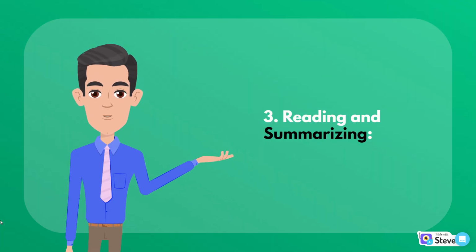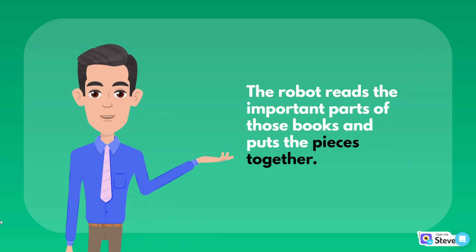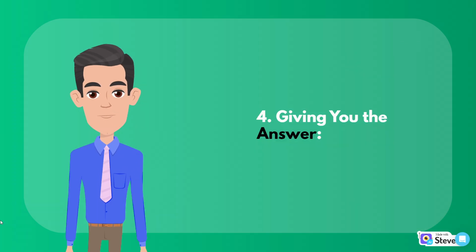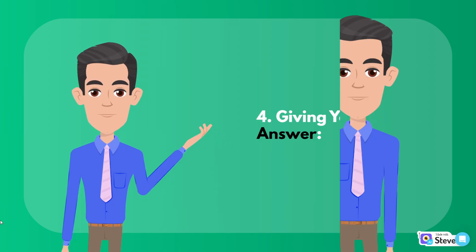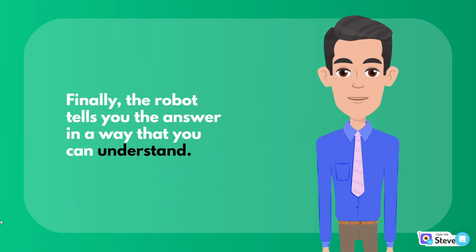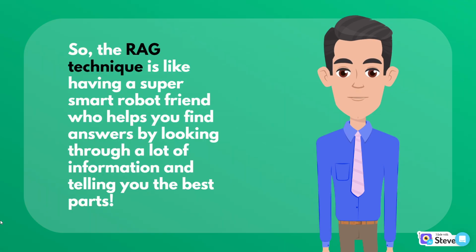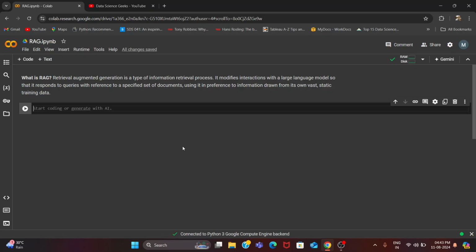3. Reading and summarizing. The robot reads the important parts of those books and puts the pieces together. 4. Giving you the answer. Finally, the robot tells you the answer in a way that you can understand. So, the RAG technique is like having a super smart robot friend who helps you find answers by looking through a lot of information and telling you the best parts. I hope it is clear to you now, so let's start with our RAG application.